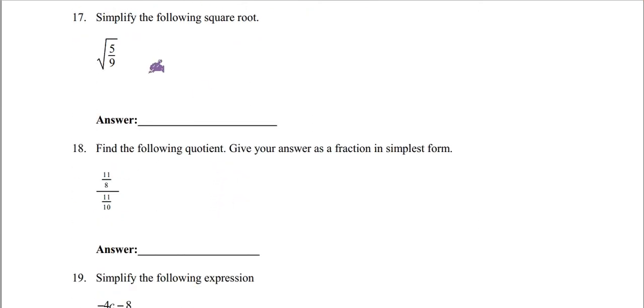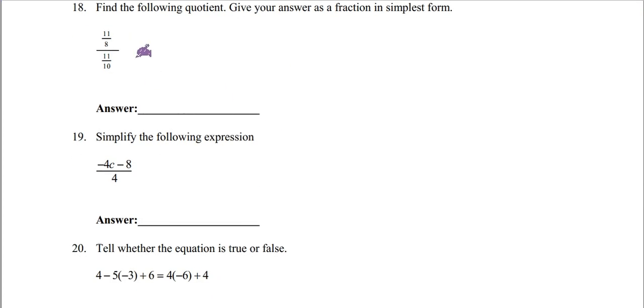Simplify the following square root. We learned how we can write this as the square root of 5 over the square root of 9. We learned how if we have the square root of 5, we're just going to leave it as the square root of 5, because there is no nice square root of 5. It's 2 point something, but we're not going to worry about that. We're going to just write perfectly exactly the square root of 5. But the 9 does have a nice square root. It is 3. So the square root of 5 over 3.